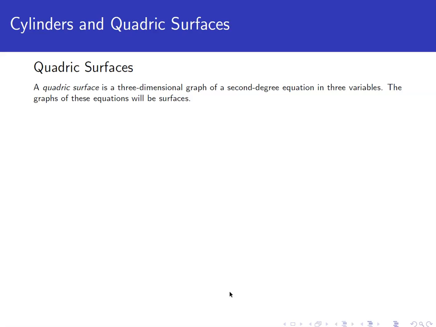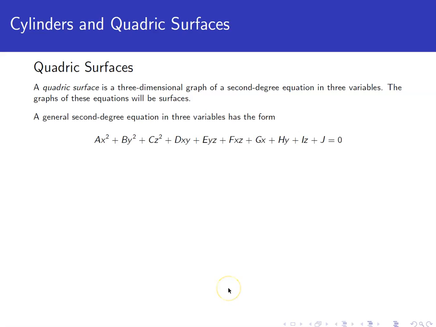The graphs of these types of equations will end up being surfaces, and this is why we call them quadric surfaces, because they come about from a graph of a general second degree equation. It looks like this form. It's a big, long form. We won't deal with a few of these terms at all. The x squared, the y squared, and the z squared are the ones where we see these quadratic terms, these second-degree terms.